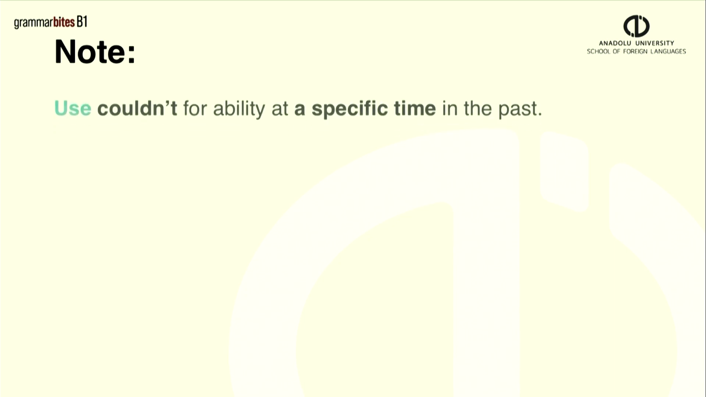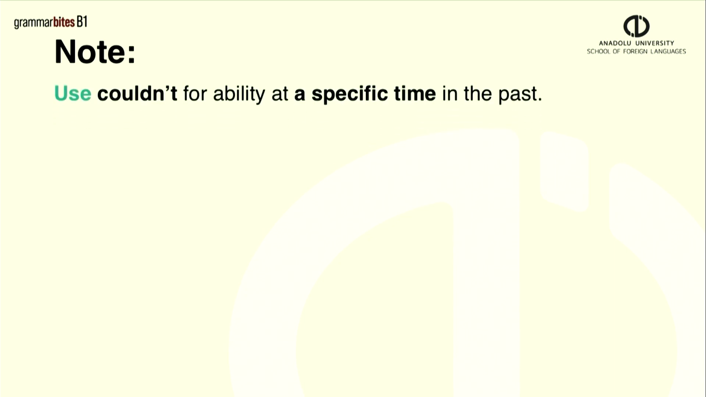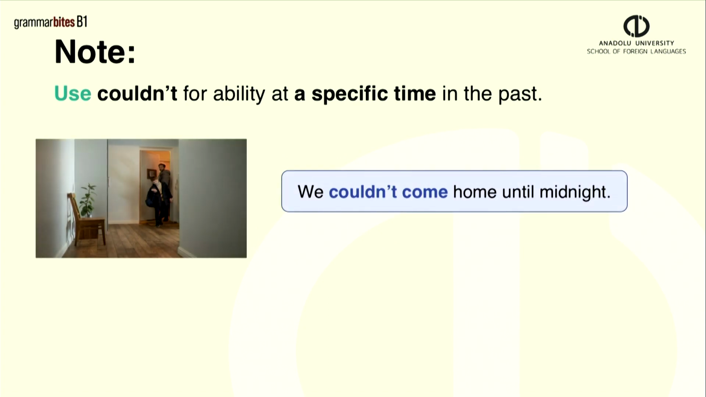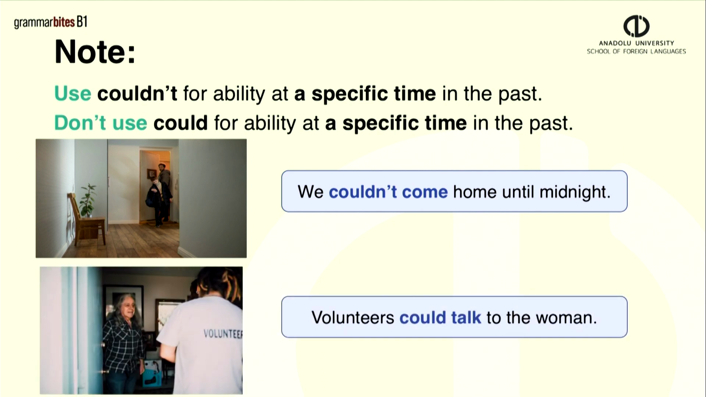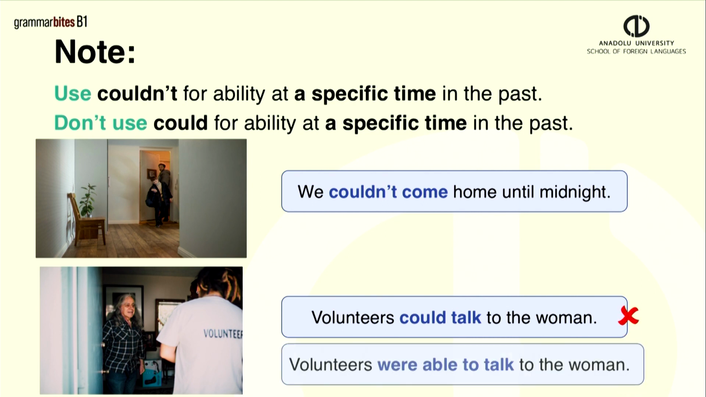Here is something important to note. When we talk about an ability at a particular time in the past or only one time, couldn't is okay to use. For example, we can say, we couldn't come home until midnight. But we don't use could for ability at a specific or only one time. For example, volunteers could talk to the woman is wrong. Instead, we should say, volunteers were able to talk to the woman.